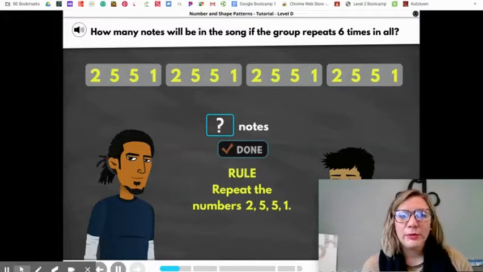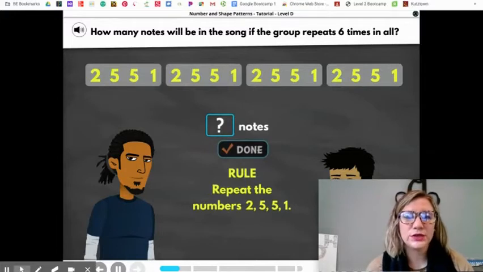Okay, fourth grade, keep in mind when you're doing patterns, in order for it to be a pattern, it needs to repeat itself. So they talk about the rule being that you repeat those numbers. But if you wouldn't have a 2 after the 1, it would just be a set of numbers. It wouldn't be a pattern. So in order for it to be a pattern, it needs to repeat. Okay, thinking about that, if I do this 6 times in all, there's 4 numbers per set. So I'm just multiplying 6 times 4 to give me 24 notes.